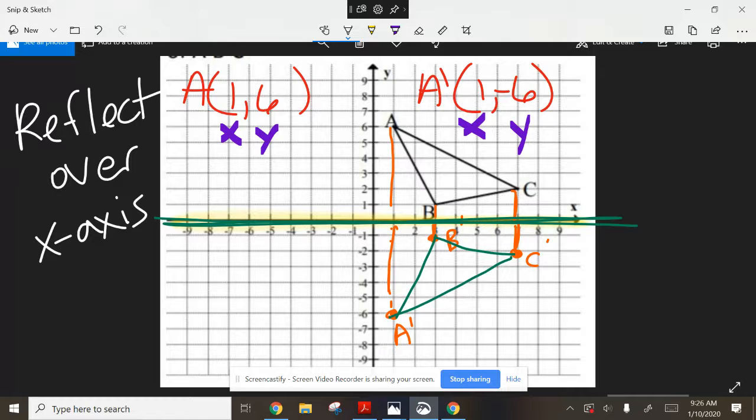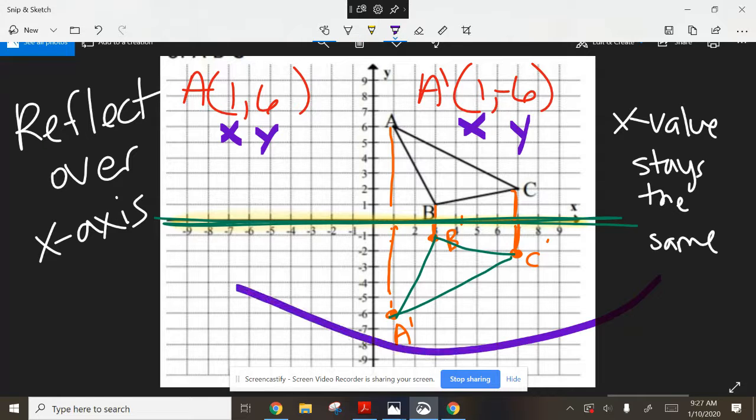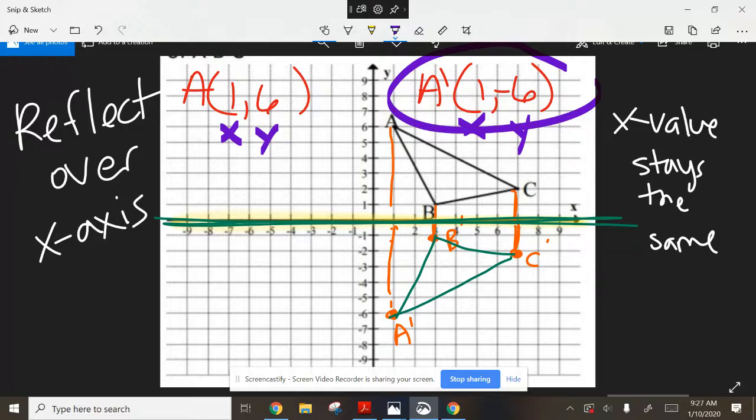If you're able to, you could say the x value stays the same. So what kind of pattern could that be? Well, what kind of reflection was this? This was an x-axis reflection. So you could say when there's an x reflection, the x stays the same. When there's a y reflection, the y stays the same. Okay, that's a great way of memorizing it because there's going to be times where you're not going to have a graph and you're going to have to come up with this answer just from a coordinate. And that's what we're going to go over Monday.